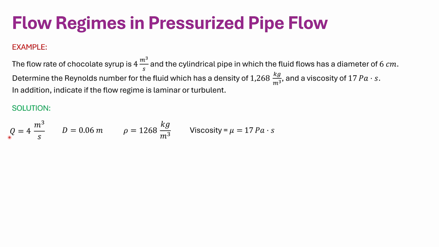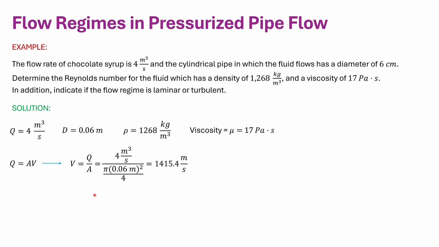So let's list the known values. We know that Q, which is the flow rate, is 4 meters cubed per second. D, which is the diameter, is 0.06 meters. Rho, that is the density, is 1,268 kilograms per meter cubed, and viscosity, which is mu, is 17 pascal second.